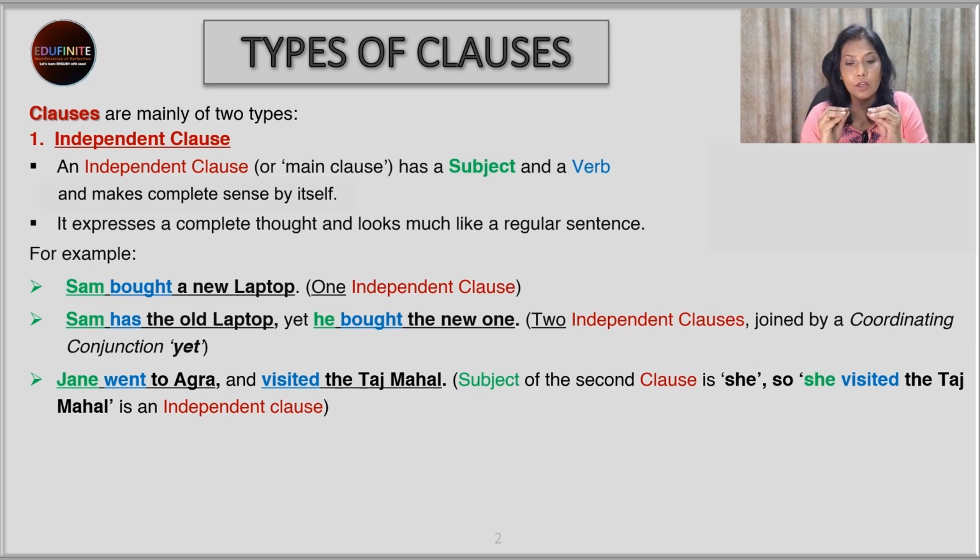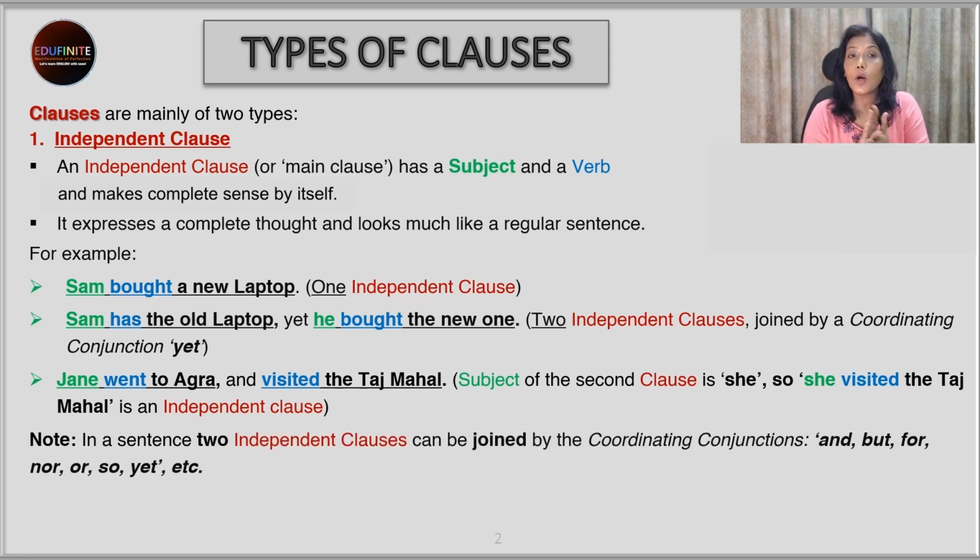Now it is joined again by the coordinating conjunction and. So what do we see? That two independent clauses can be joined together by a coordinating conjunction. Now, what are coordinating conjunctions? Words like and, but, for, nor, or, so, yet, etc. are all coordinating conjunctions that join two independent clauses together to make a sentence.